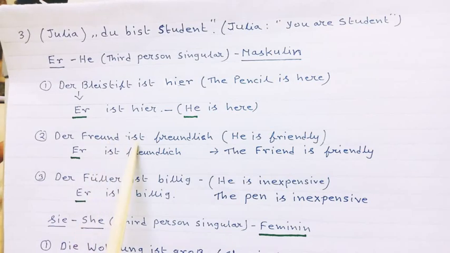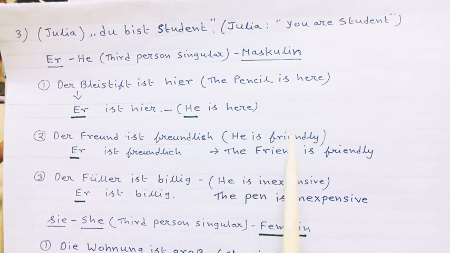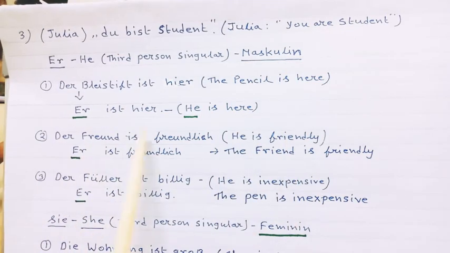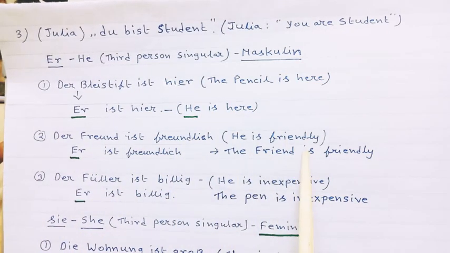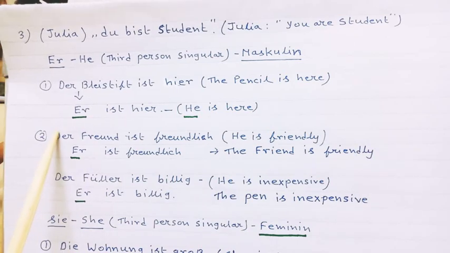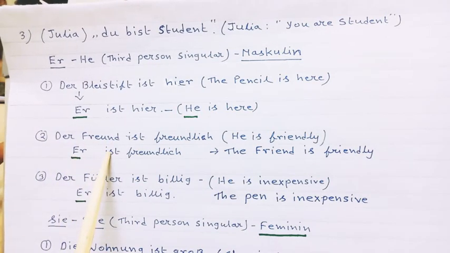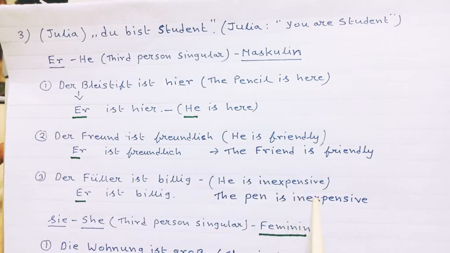He means der Bleistift. We shall tell he. Der Freund ist freundlich. He is friendly, or der Freund ist freundlich. The friend is friendly. Der Füller ist billig. The pen is inexpensive or cheap. Or when we replace the noun by pronoun, er ist billig. He is inexpensive.